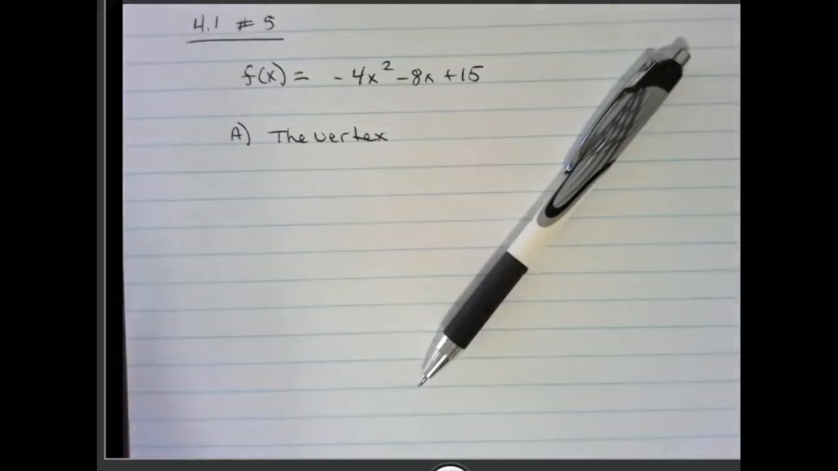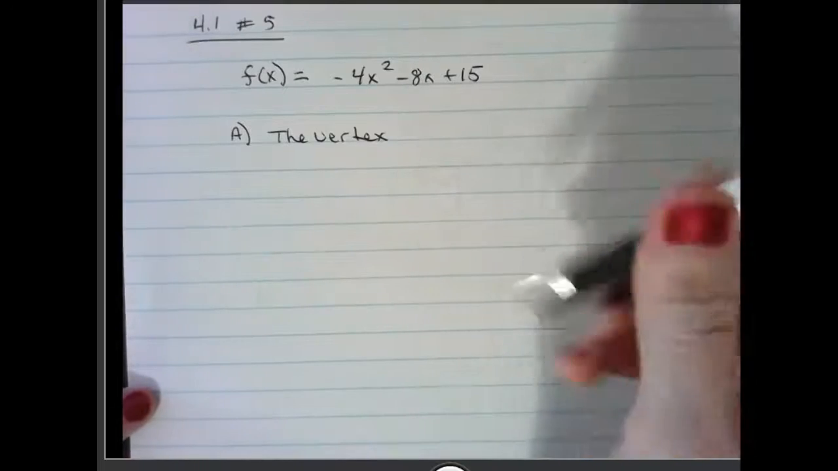Okay, in 4.1, number 5, we're given this function, f of x equals negative 4x squared minus 8x plus 15. And then we have 3 parts. And this is a parabola. Remember, this is a quadratic, which gives us a parabola. And it looks like it's a parabola open down. So we're asked to find the vertex first.